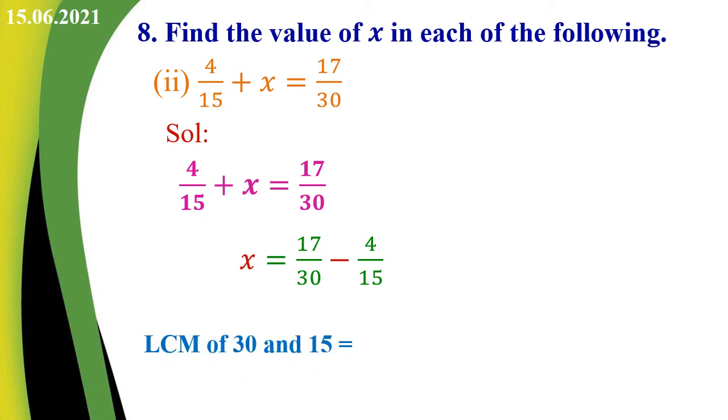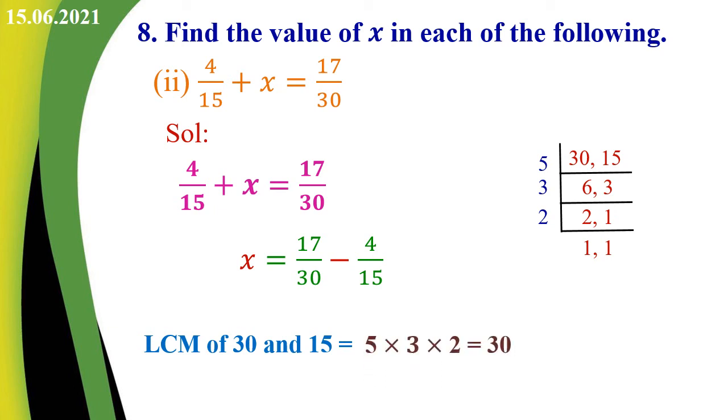Now check the denominators. Denominators are different, so we need to find the LCM. LCM of 30 and 15. On dividing by 5, we get 6 comma 3. That is 6 5s are 30, 3 5s are 15. Take 3, 2 3s are 6, 1 3 is 3. Take 2, 1 2 is 2, 1. That is 5 into 3 into 2, which is equal to 30. LCM is 30.